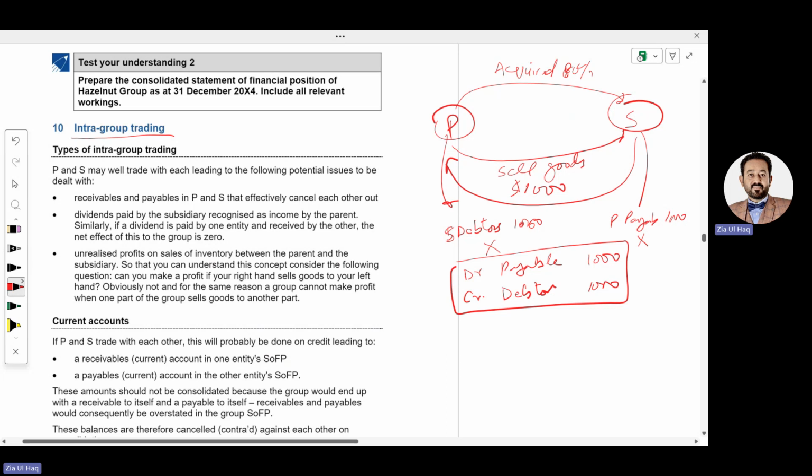In a similar manner, if the subsidiary has sold goods to the parent company, then in the subsidiary's financial statements there will be a debtor, and in the parent's financial statements there will be a payable. So we need to eliminate them. How? By debiting payables and crediting debtors, because a debtor is an asset and an asset we can reduce by crediting it, and a payable is a liability and a liability we can reduce by debiting it. Can you understand this?